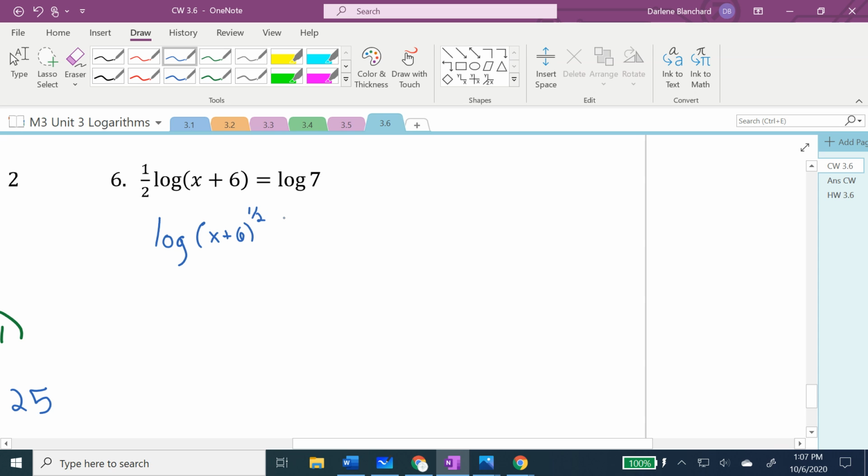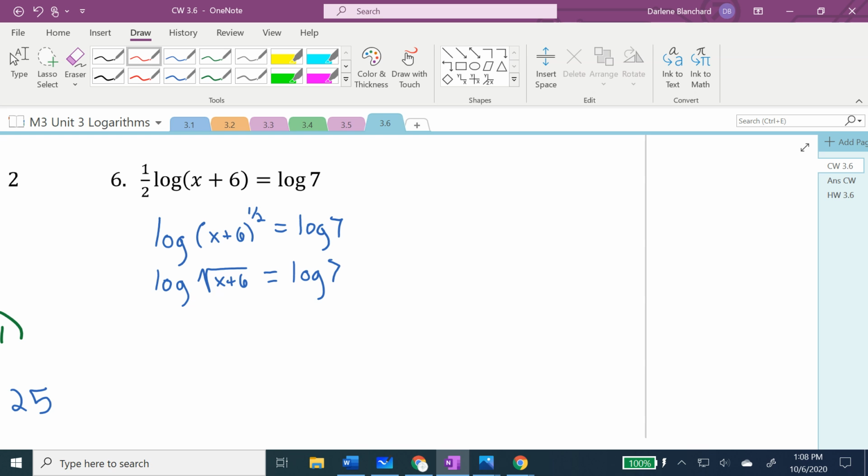Now, do you recognize what is 1/2 power? You're more familiar with it as, okay, yeah, square root. And I think I heard something about radical. Yeah. So I'm just going to go ahead and rewrite it that way. And now I'm in the situation of a log is equal to a log. So this is actually not the case 2. This is going back to case 1.